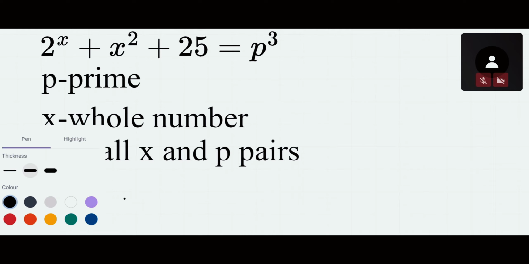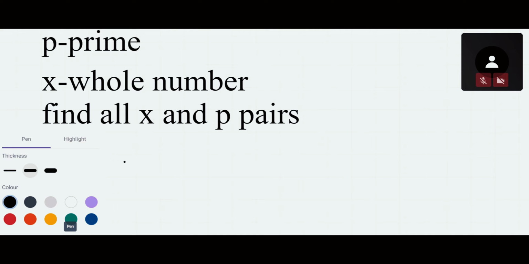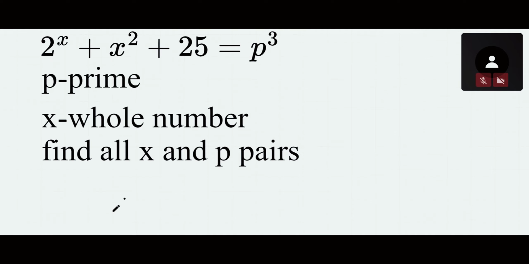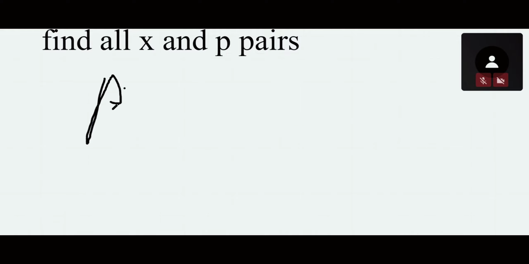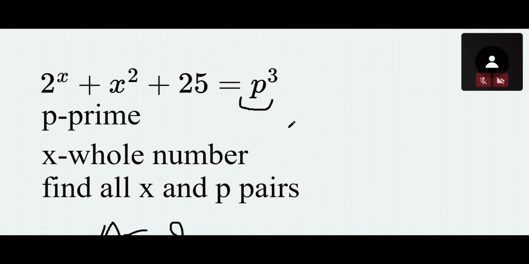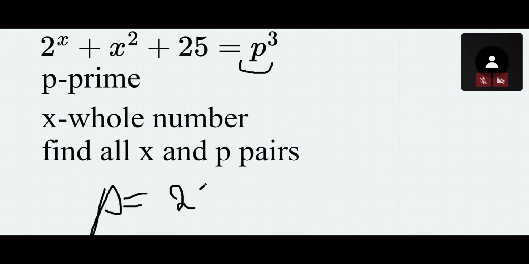Firstly, let's look at the power. When the question asks us to find p, we need to check if p is 2. It's the common way: we need to check whether p is 2 or not, because it's a prime number and the only even prime number is 2. All the other prime numbers are odd numbers.